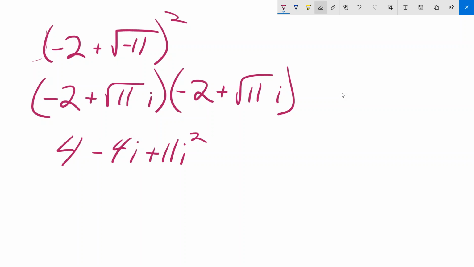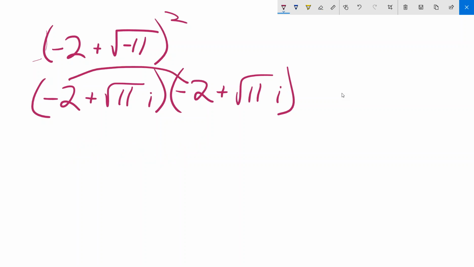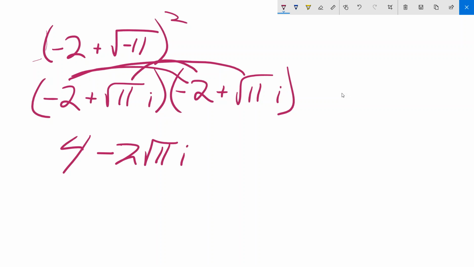Hold on a second. I don't think that's right. Let me go back and do it. So that times that is 4. That times that is minus 2 root 11i. That times that is minus another 2 root 11i. And finally, the last one is plus 11i squared. I must have missed the i the first time through.